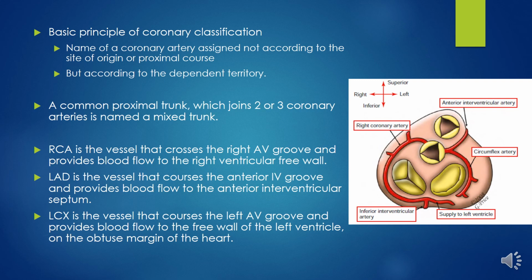RCA is a vessel that crosses the right AV groove and provides the blood flow to the right ventricle free wall. LAD is the vessel that courses anterior to the interventricular groove and provides blood to the anterior interventricular septum, and circumflex is the vessel that courses the AV groove and provides blood to the free wall of the left ventricle on the obtuse margin of the heart.